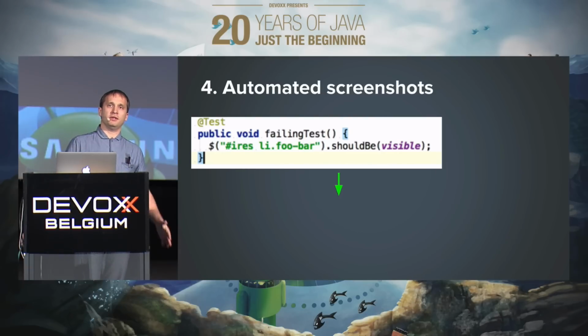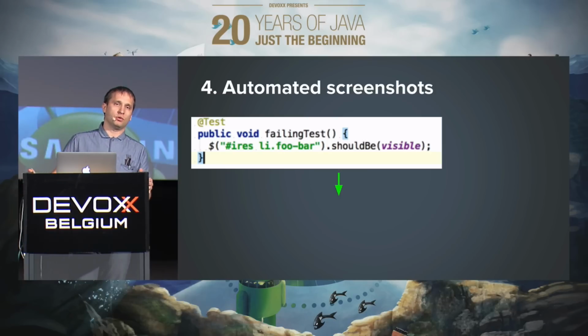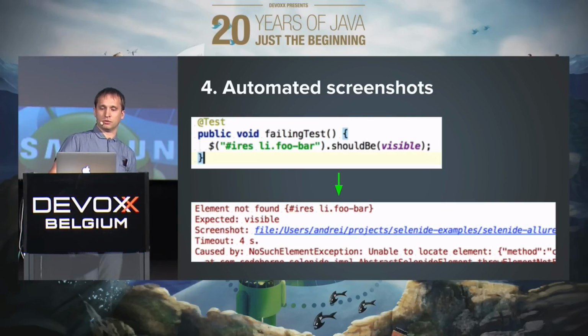The next cool feature of Selenide is automated screenshots. This is a typical pain of quality engineers. They need to take screenshots, store screenshots, analyze screenshots, and so on. With Selenide, it's pretty easy. Selenide will just take a screenshot automatically on any exception. You do not need to do anything to enable it. It just works out of the box.